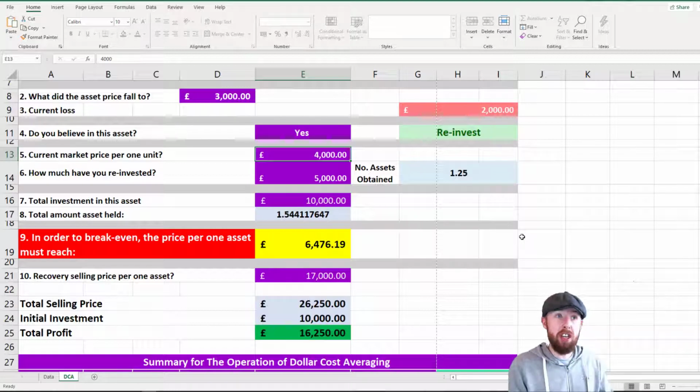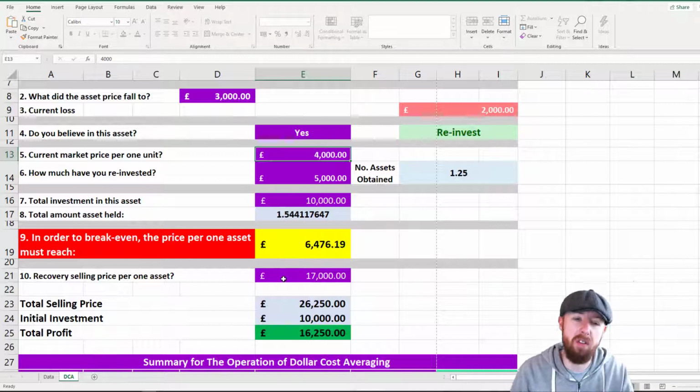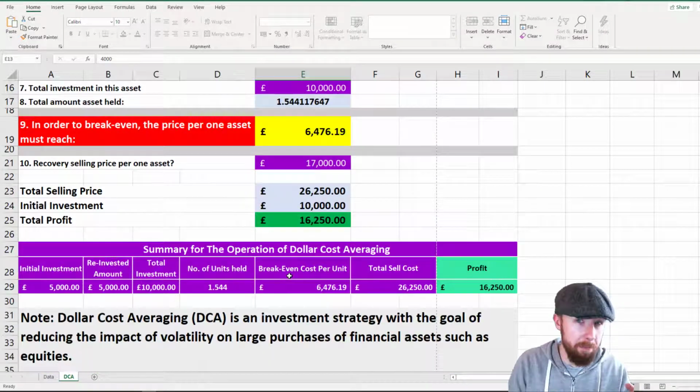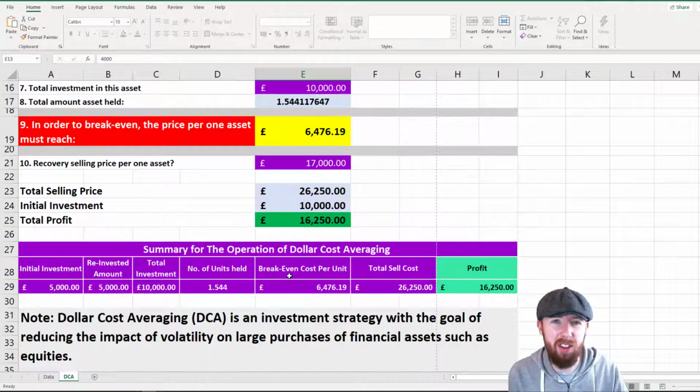In order for you to break even, it needs to go to $6,476 to be in profit. Okay, let's say you wanted to recover your full asset and you wanted to sell at, say, 17,000, your original purchase. It will give you a profit of $16,250 or pounds, whatever currency you're in. Make sense? By the way, don't worry about the symbol. It's either dollars, euros, or whatever.